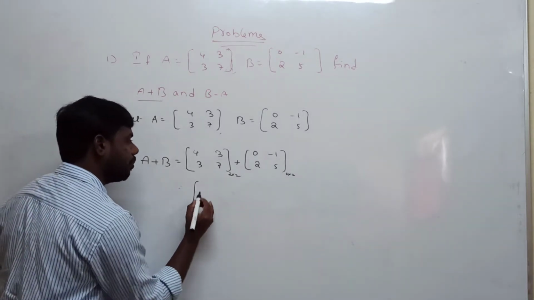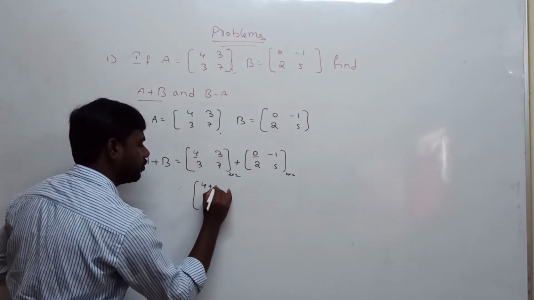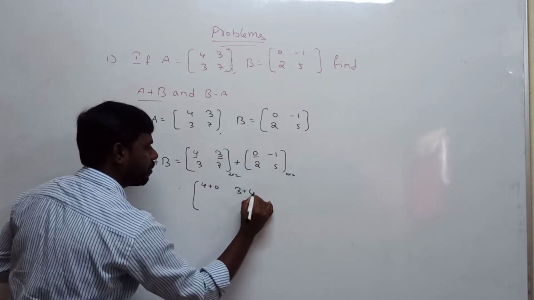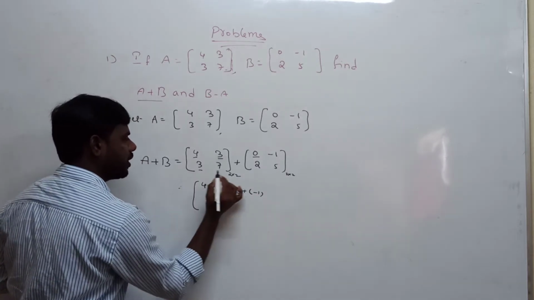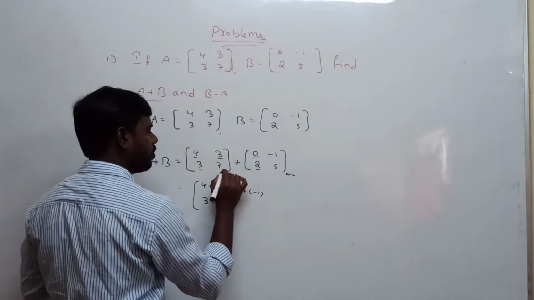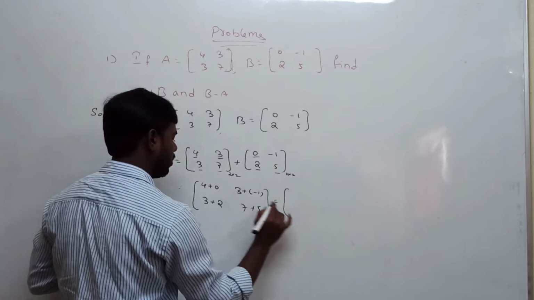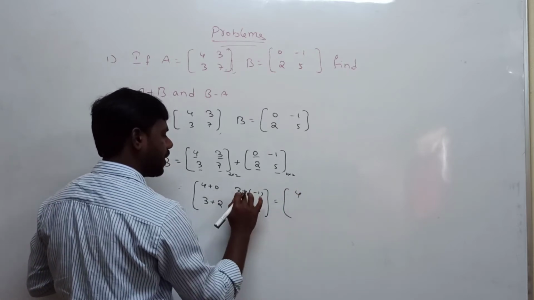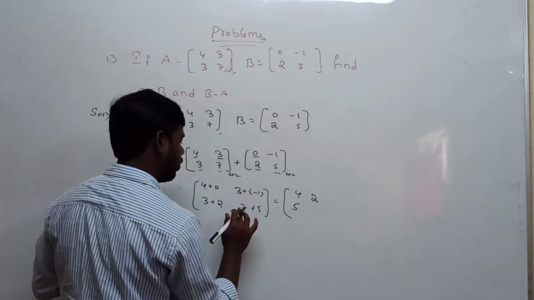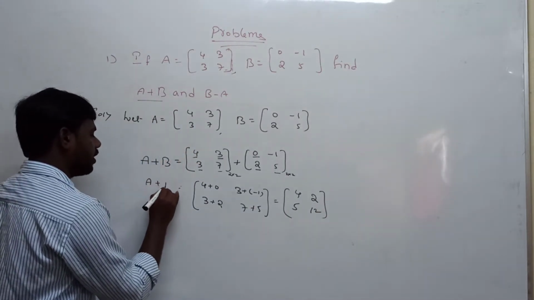Adding corresponding elements: first element plus first element, 4 plus 0. Next, second element plus second element, 3 plus minus 1. Next, second row first element, 3 plus 2. Next, 7 plus 5. This gives 4 plus 0 is 4, 3 plus minus 1 is 2, 3 plus 2 is 5, 7 plus 5 is 12. This is the sum of the two matrices A and B.